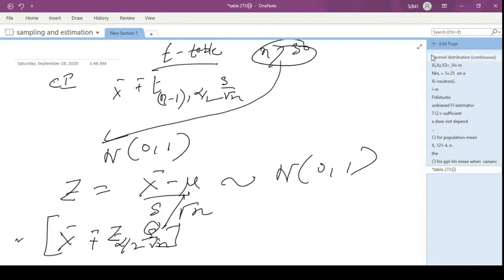Anyway, we'll quickly go to the next cases: the confidence interval for population proportion, and the last case, the confidence interval for population variance. I will cover these remaining two in the next video to keep this video reasonably short. Thank you.